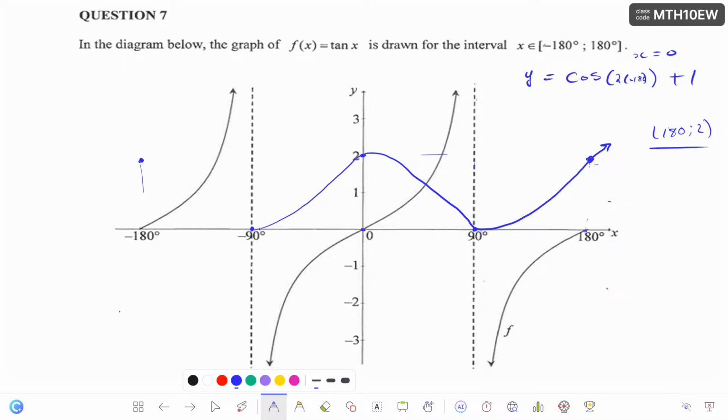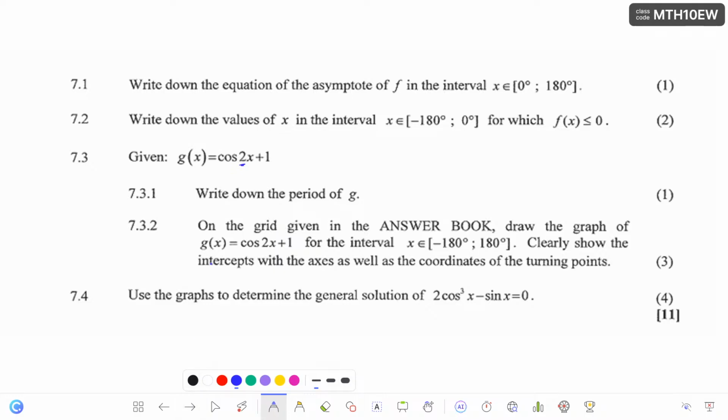It's going to be this way. So this is the graph of g of x, while this one is f of x. So okay, 7.3.2, they said on the grid, no, it's not this one. We already solved this one.